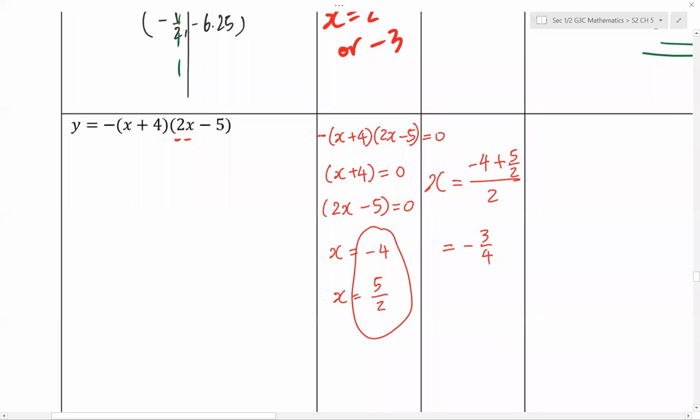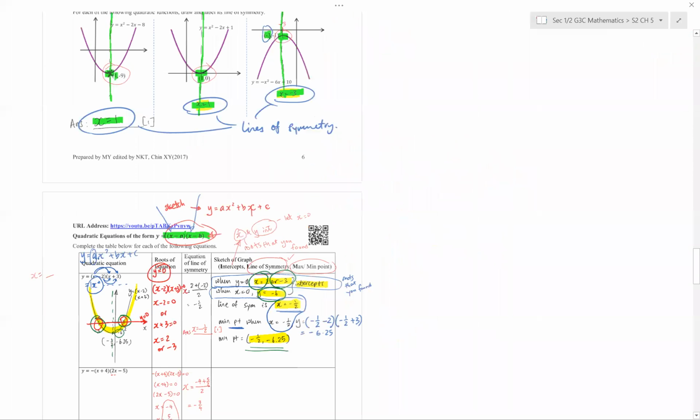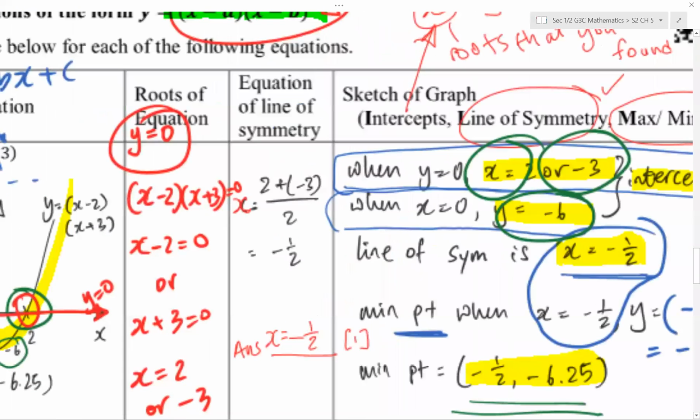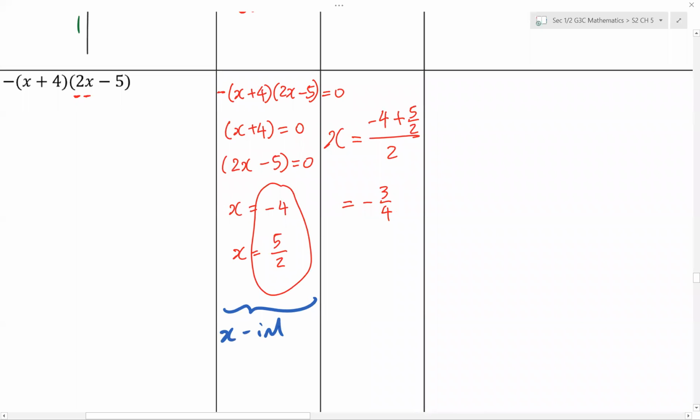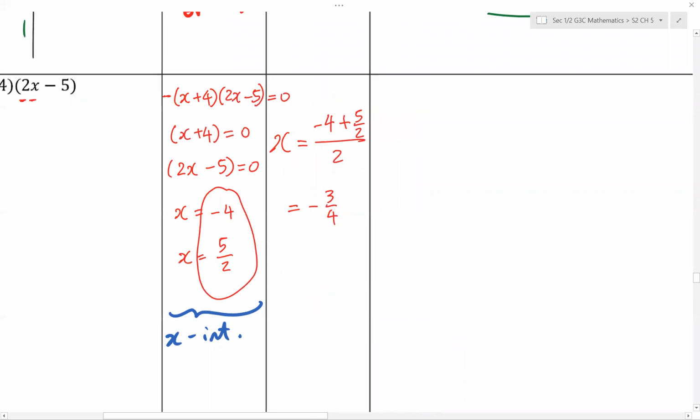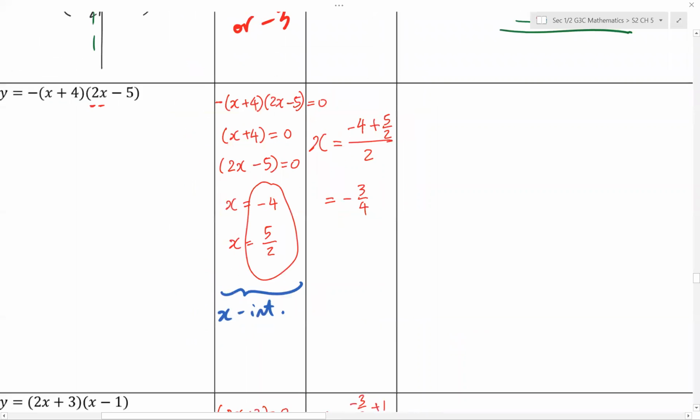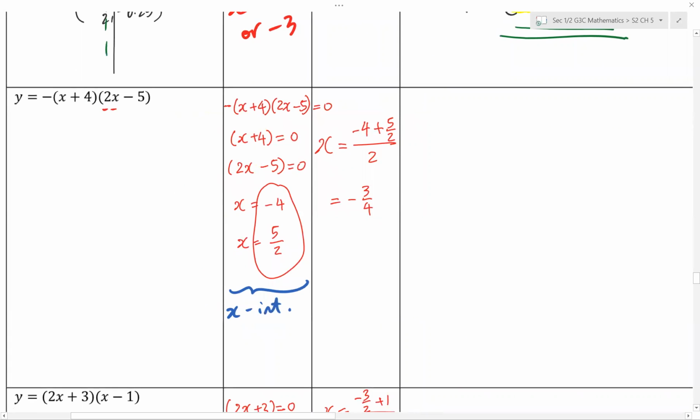Second case, we have already done our x-intercepts. So you can label this. These are our x-intercepts. So now we are only left with our y-intercept. So y-intercept happens when x equals 0. Objective now, intercept. We've already done x-intercept. So now we want to find y-intercept when x equals 0.